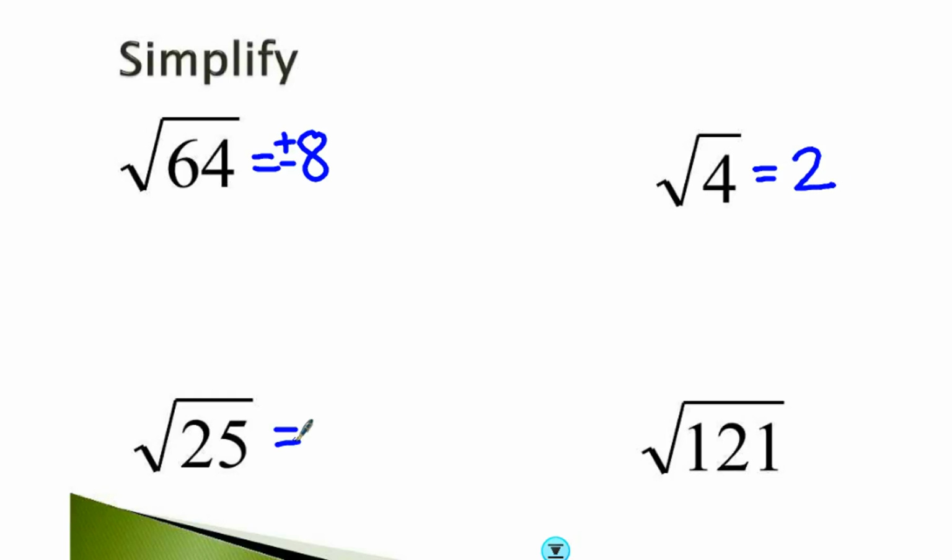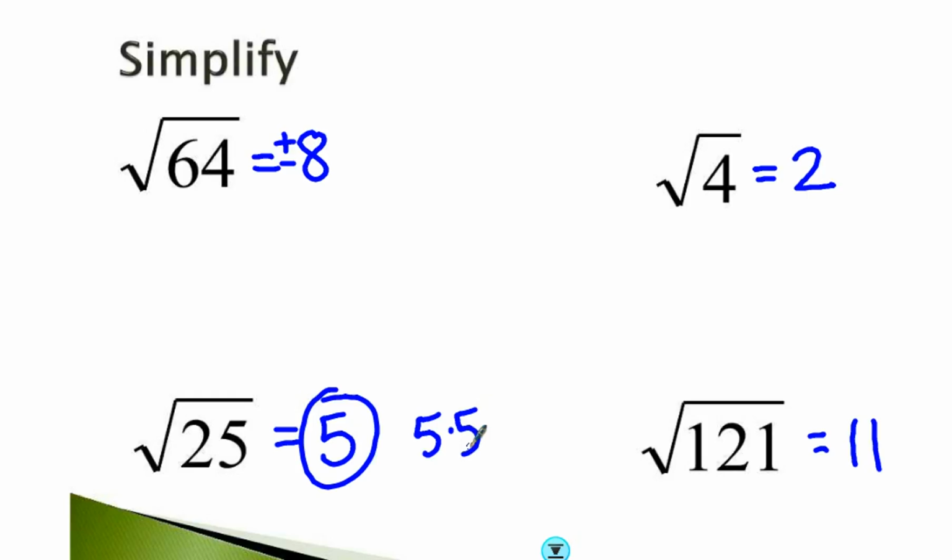What times itself gives us 25? The answer there is 5, right? 5 times 5 is 25. And what number times itself gives us 121? That is 11. Okay, so again, the square root is just this one whole number. Sometimes people will want to say, well, that's 5 times 5. Yes, 5 times 5 is 25, but whenever we're asking for the square root of 25, we just give one number, 5, okay?